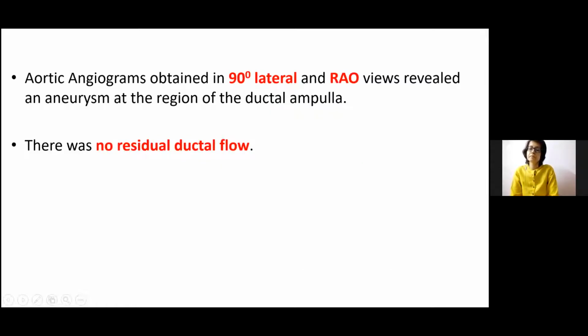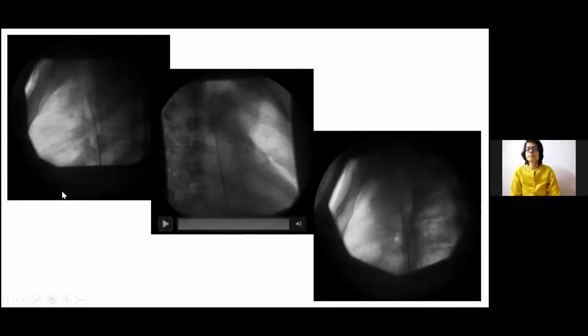So after the aortic angiograms, we thought that we would take up the case for a device occlusion, because otherwise the gentleman would have to undergo an extensive thoracic surgery. Hence, after informed consent, we took him to the cath lab, where aortic angiograms were obtained in 90-degree lateral and 30-degree RAO views, which showed an aneurysm at the region of the ductal ampulla, and there was no residual ductal flow. Now, these are the angiograms which were obtained.